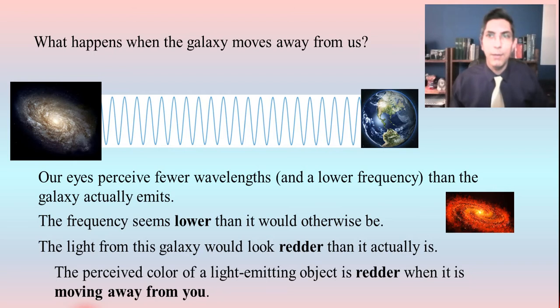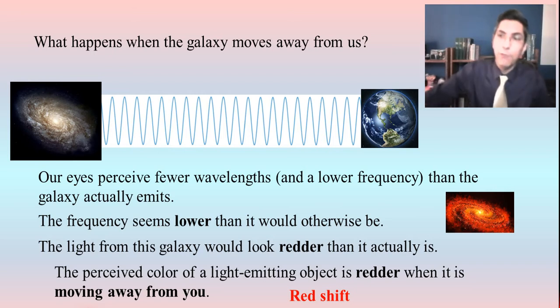It's the same thing as the ambulance that changes pitch depending on if it moves away from you or closer to you. The color is different based upon if the star or the light is moving close to you or moving away from you. So the perceived color of this light-emitting object, the galaxy in this case, looks redder when it's moving away from you. This is called redshift. So we have these two phenomena that are actually pretty important. We have blue shift for things that are getting closer to us, and there's red shift for things that are getting farther away from us.